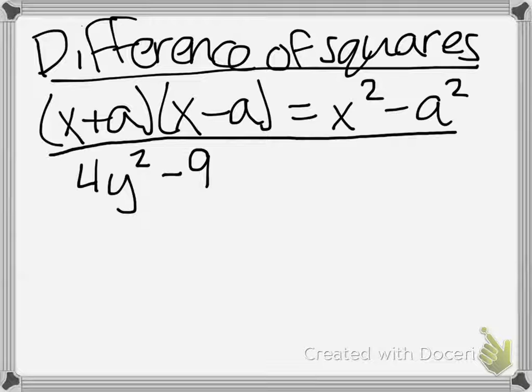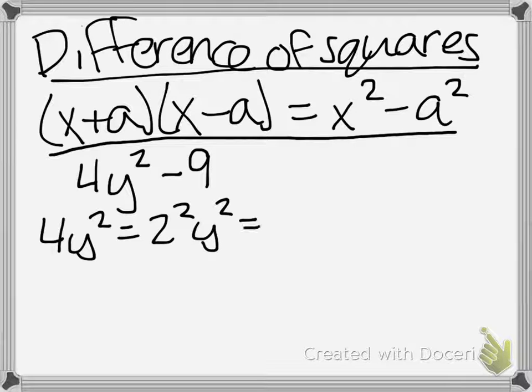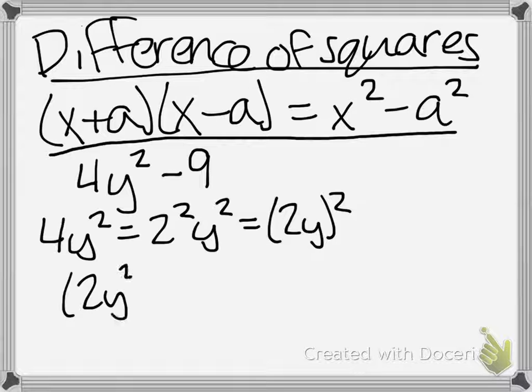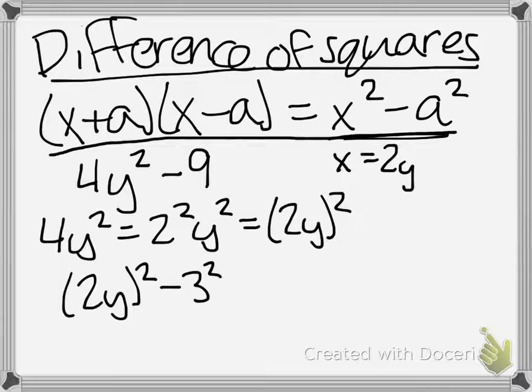As soon as I see something like 4y squared minus 9, I need to be able to look at that and notice that both of these are squares. Note that 4y squared, that's 2 squared y squared, which, if you remember our rules of exponents, is 2y squared. So I have 2y squared minus 3 squared. So I have exactly what I have in this formula. My x is equal to 2y. My a is equal to 3.